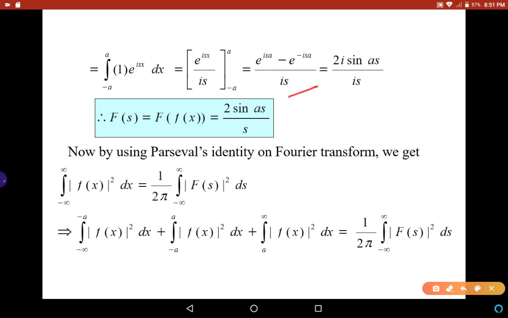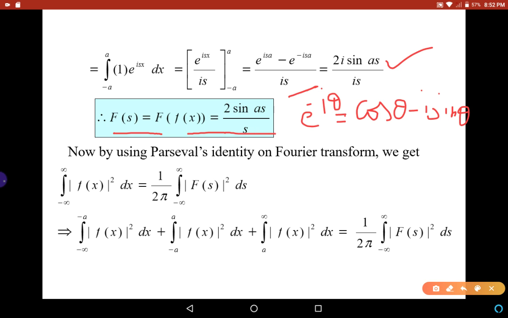But we know that e^(-iθ) is equal to cos θ minus i sin θ, and e^(iθ) is equal to cos θ plus i sin θ. Therefore e^(iθ) minus e^(-iθ) becomes 2i sin θ. So we obtain 2i sin(as)/(is). i in the numerator and denominator gets cancelled and we remain with 2 sin(as)/s. Therefore the Fourier transform of f(x), that is F(s), is given by 2 sin(as)/s. So we completed the first part in this problem.